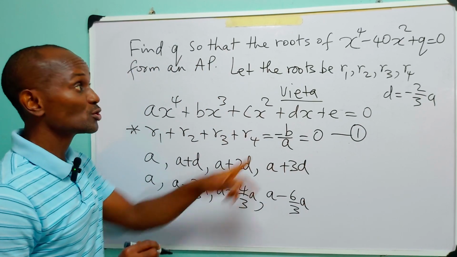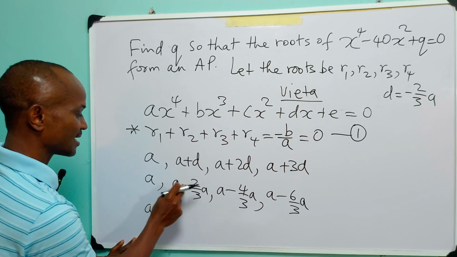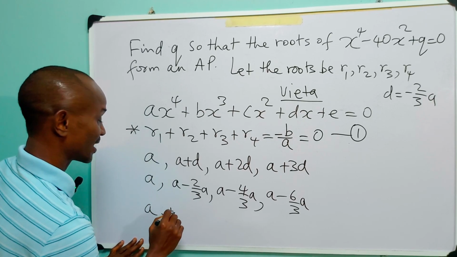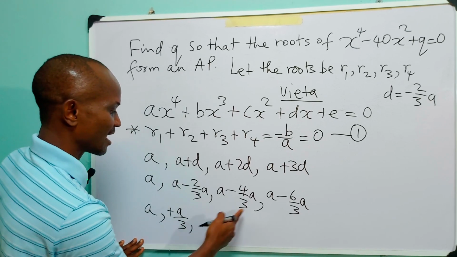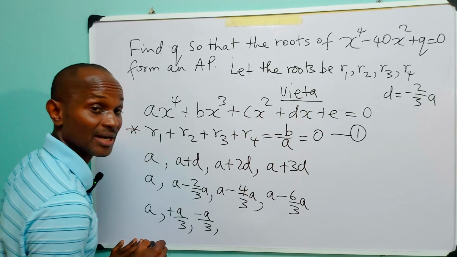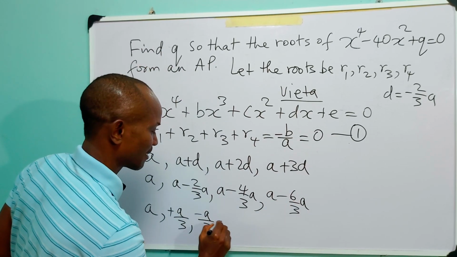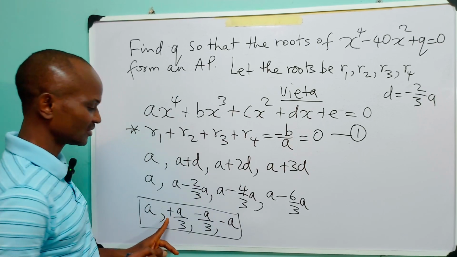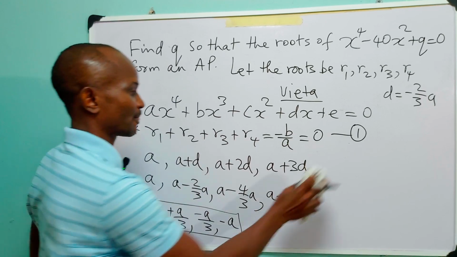So we have that the four roots of this equation are a, 3a minus 2, that is minus, or rather plus a over 3. Here we have 3a minus, this is minus a over 3. And of course, this is a minus 2a, which is minus a. So these are the four roots of this equation.